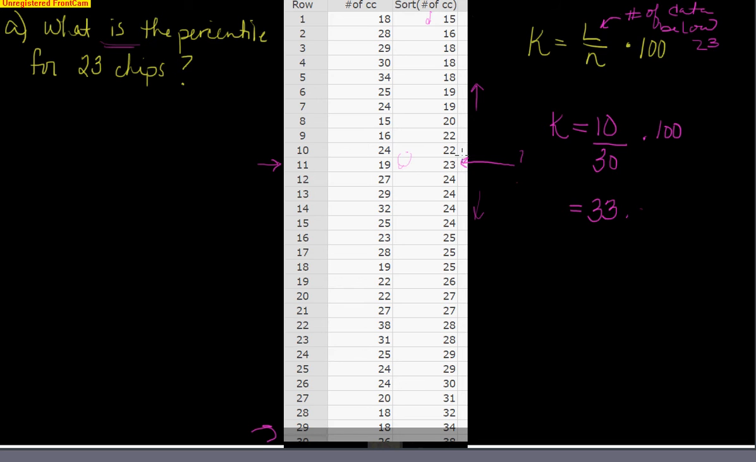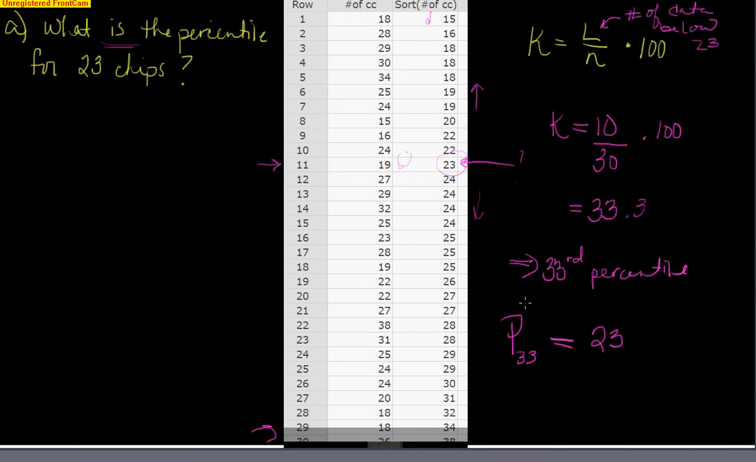Actually equals 33.33, and we just don't have to be that specific. Therefore, it is the 33rd percentile. 23 chips is the 33rd percentile. Or in other words, the way we would write this is P of 33, the 33rd percentile, is equal to 23 chips. That's right there.